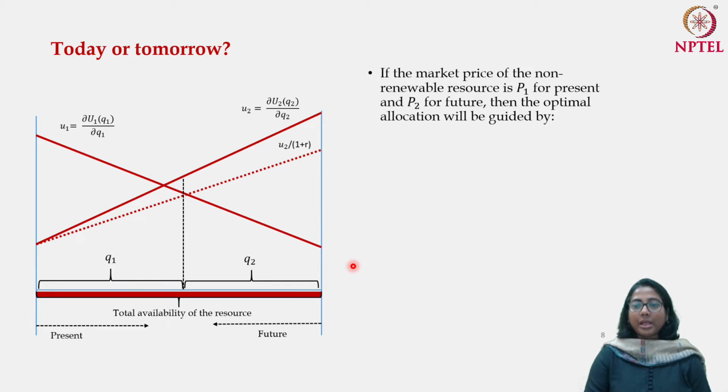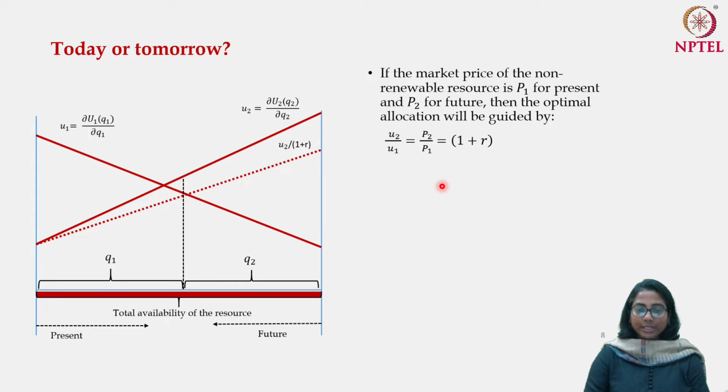How is that happening? If you go back to consumer behavior, we said that the equilibrium takes place where the indifference curve is tangential to the budget line. So that is your U1 by U2 is equal to P1 by P2, or what I can write as U2 by U1 is equal to P2 by P1. Now we have already seen that U2 by U1 is equal to 1 plus R, R being the rate of time preference. So U2 by U1 is equal to P2 by P1 in case of market determined price, which is equal to 1 plus R, R being the rate of time preference.